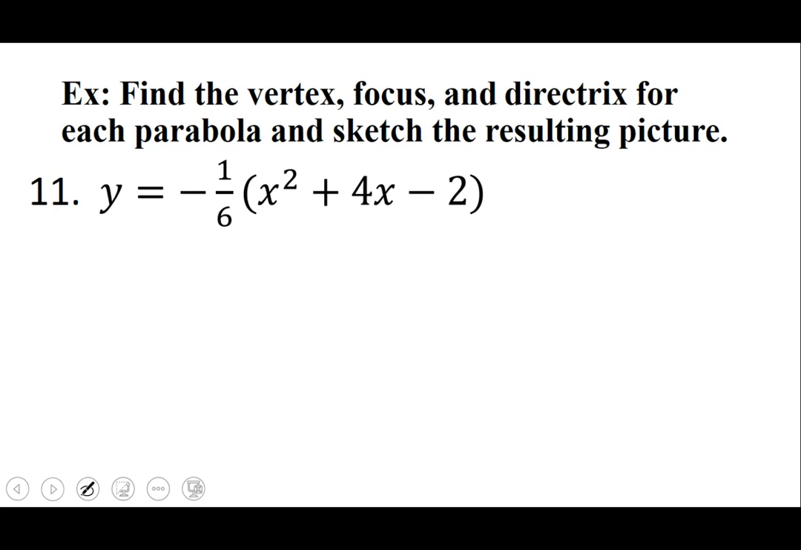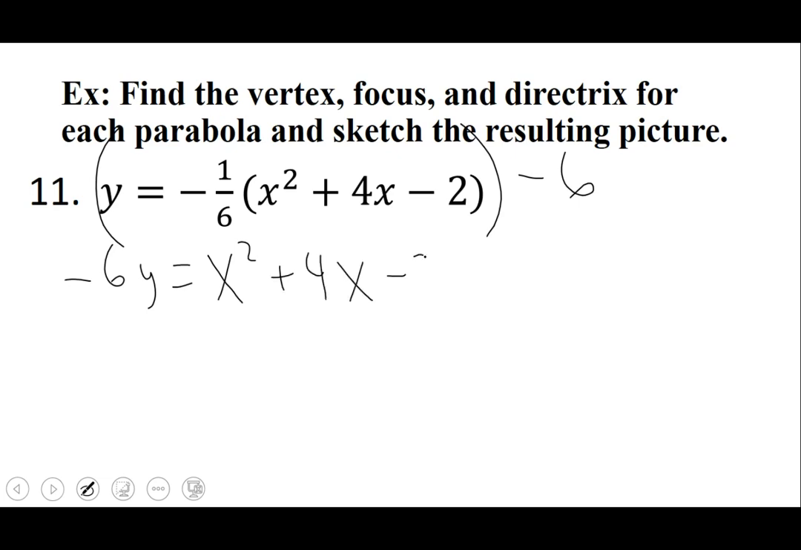So if you take a look here at number 11. I don't know, it looks kind of weird. That fraction out front is really just not sitting right with me. So the very first thing I'm going to do here is multiply everything by negative 6. That's going to give me a negative 6y, and then it's actually going to cancel the negative 1/6 on the right-hand side, which is going to give me x squared plus 4x minus 2. In this case, because it's the x variable that is squared, that's how I know that I'm going to be completing the square.